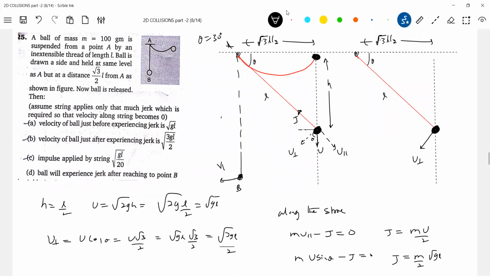Sir, C option we won't get, sir. We'll get root gL by 2, not root over the whole thing. Okay, I will check the options. Velocity of the ball just after experiencing the jerk is root 3 gL by 2. What we got, sir, is C option? Only C option? No, sir, we'll get A and B. We won't get C option.